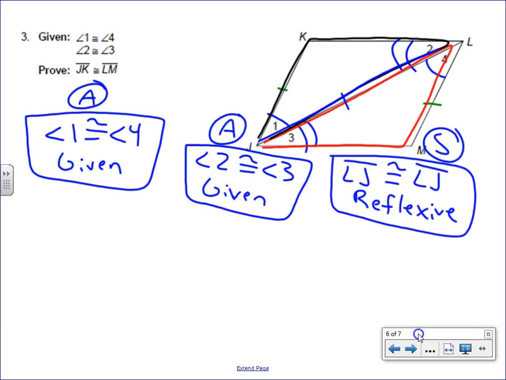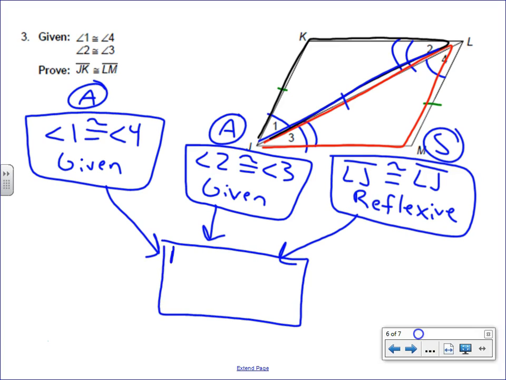So now that I have all three of those bits of information, because I have all three of those pieces, that helps me prove triangles congruent. Triangle LJK congruent to triangle JML, because I have angle, side, angle. The side is included between the two angles. So now that I've proven both triangles congruent, I can prove any corresponding parts congruent.